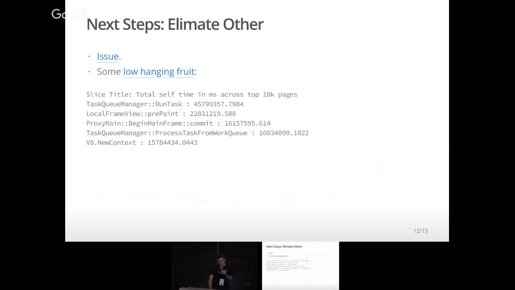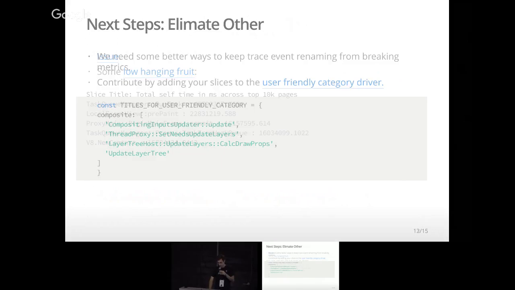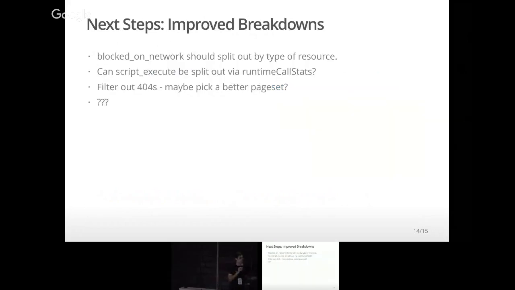Yeah, so we already talked a little bit about eliminating other. It would be much appreciated if people contributed to this. I think we also do need a tooling solution. Improving breakdowns. So we already mentioned blocked on network, splitting that up based on the type of resource. Script execute.